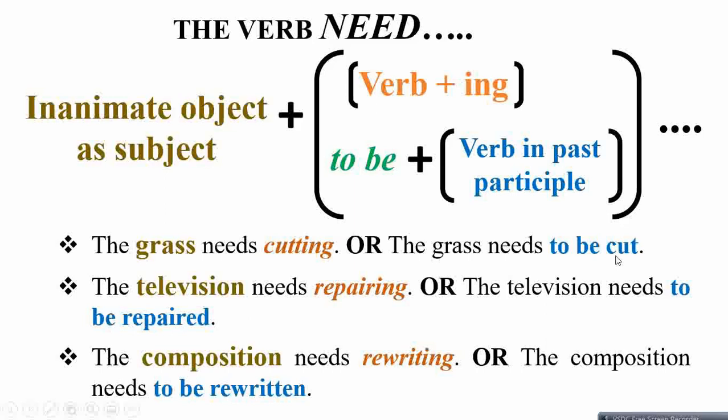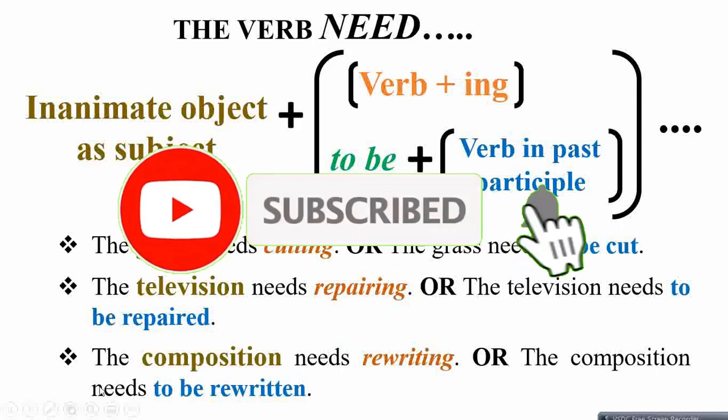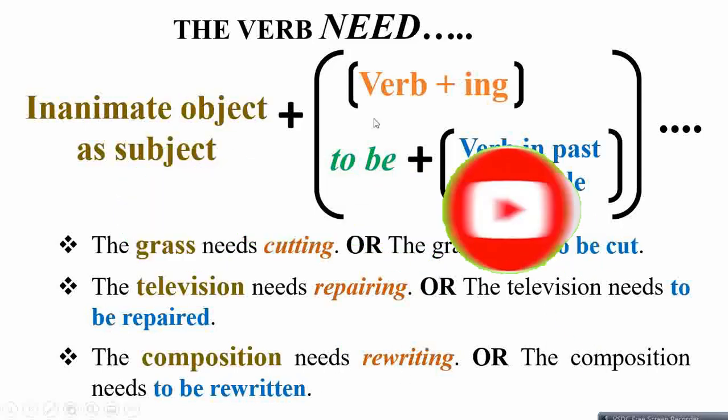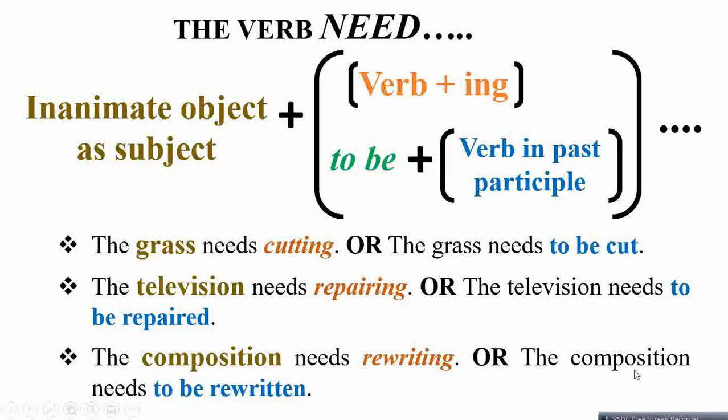So that's how you will place it in case the subject of your sentence is an inanimate object. Second example: the television needs repairing, which is a gerund form of the verb, or the television needs to be repaired, which is the past participle. Third example: the composition needs rewriting, which is a gerund, or the composition needs to be rewritten, the verb in past participle.